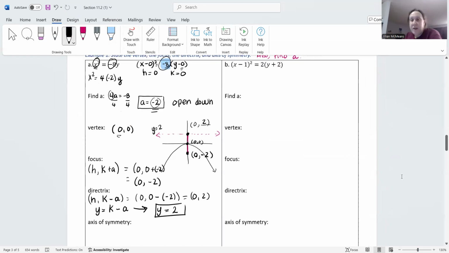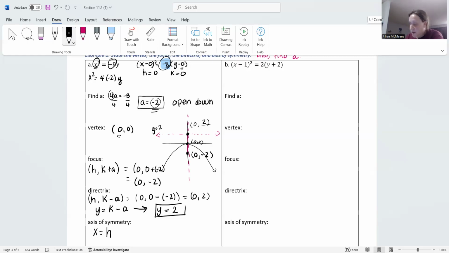Barely. Okay, so we need to find the axis of symmetry. Remember, the axis of symmetry is a line that goes either vertical or horizontal, depending on which way your parabola opens, but it goes through your vertex. If you have a parabola that opens up or down, the axis of symmetry is going to be a vertical line that goes through the vertex, okay?